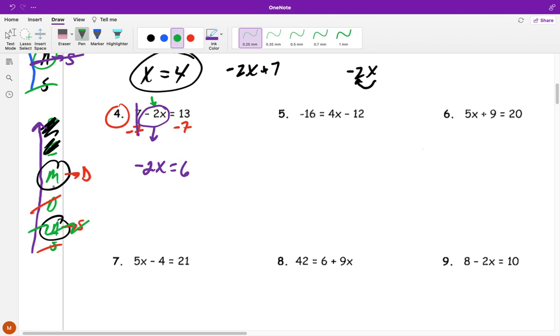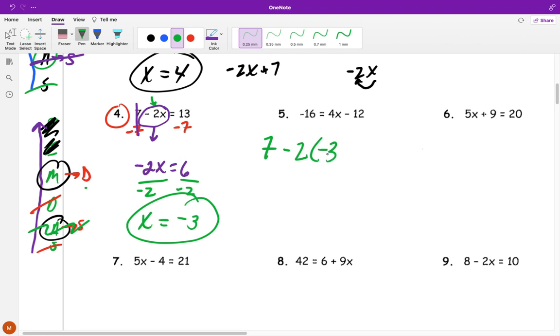So now I'm saying, okay, multiplying. Well, what number was I multiplying? Negative 2. So then what number do I need to divide by to undo that? Negative 2. And when I do 6 divided by negative 2, x is then equal to negative 3. And we can check our work. 7 minus 2 times negative 3. Well, what is that equal to? Well, negative 2 times negative 3 is 6, and 7 plus 6 is 13, which is what it had.